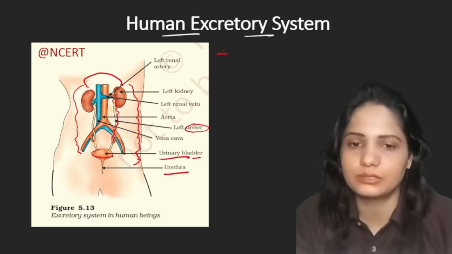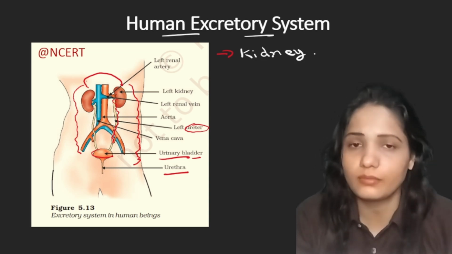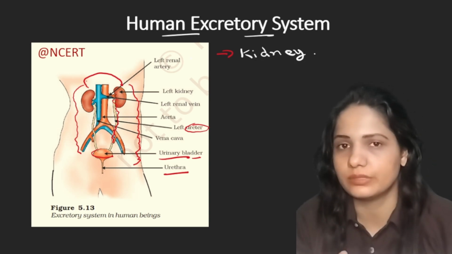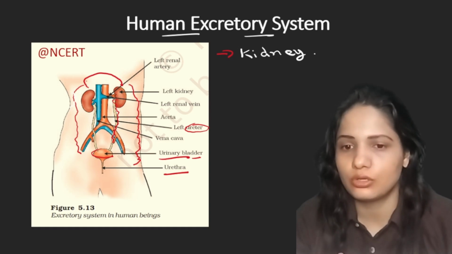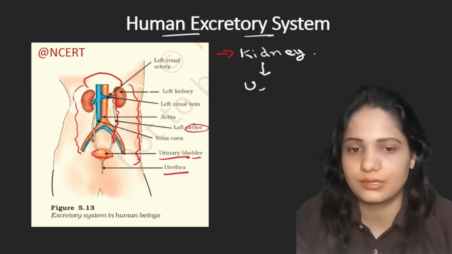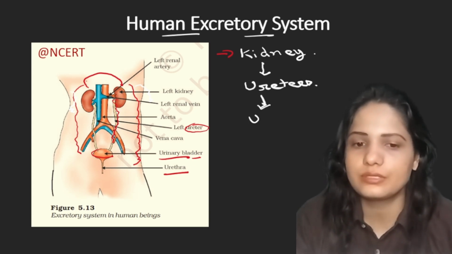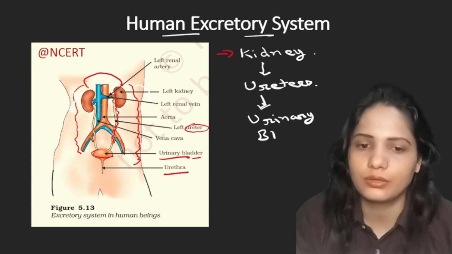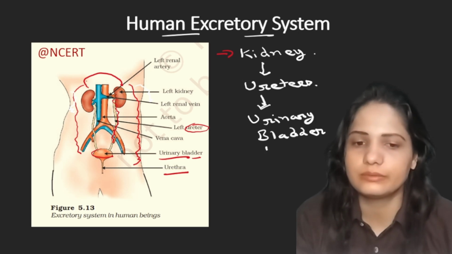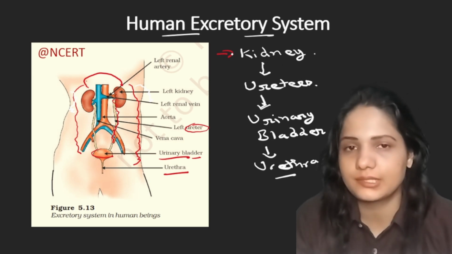What are the parts of the excretory system? We have the kidney, the bean-shaped organ present in the lower abdomen. This region is the lower abdomen, where kidneys are present. Now, after the kidney, we have tube-like structures, the ureters, on both sides, right as well as left. After the ureters, we have the urinary bladder. This is one in number. After the urinary bladder, we have the urethra. These are the main structures of the human excretory system.